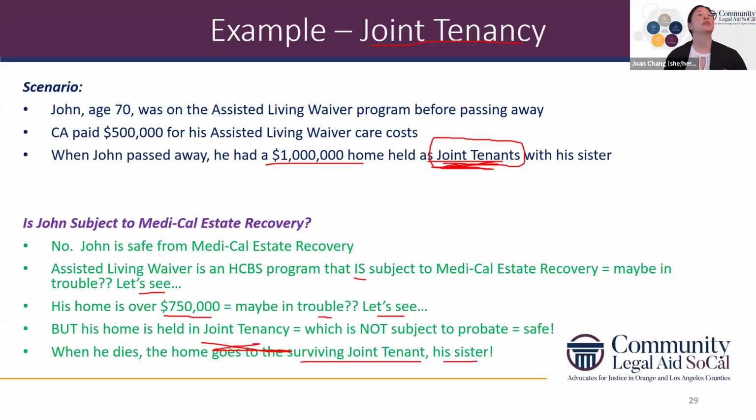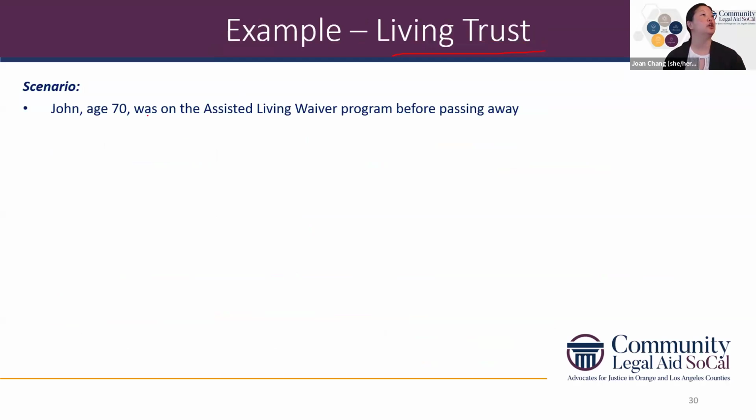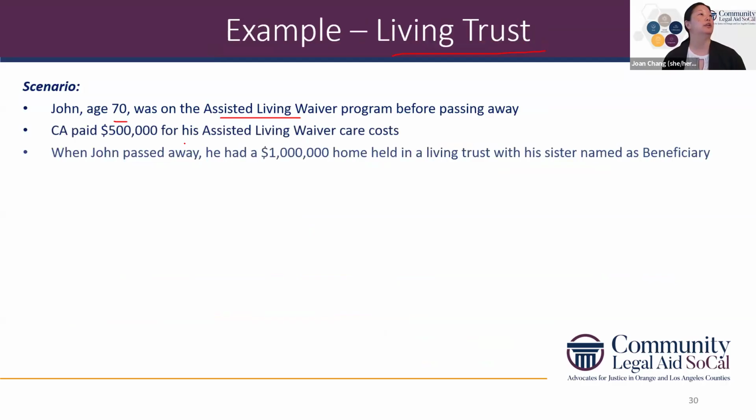Okay, let's look at a living trust example. A living trust. John, again, same John, same hypo. John is 70. He was on the assisted living waiver program before he passed. California paid about $500,000 for care costs. He had a $1 million home held in a living trust, and his sister is named as a beneficiary on the trust, beneficiary, I should say.